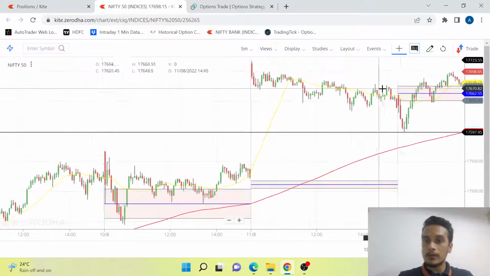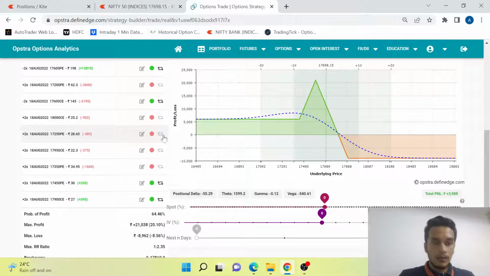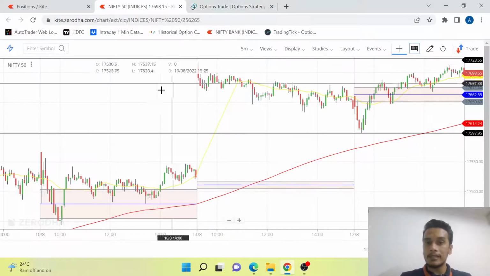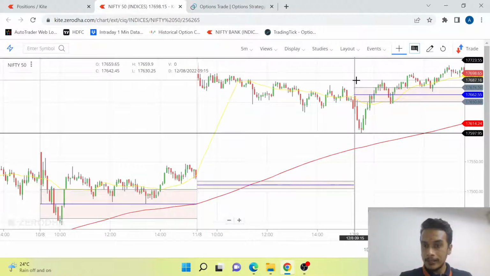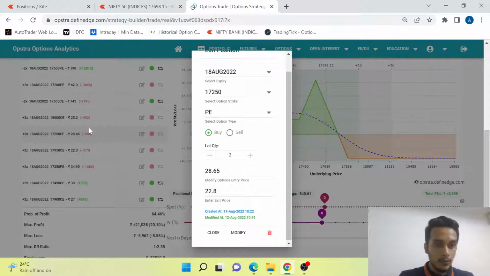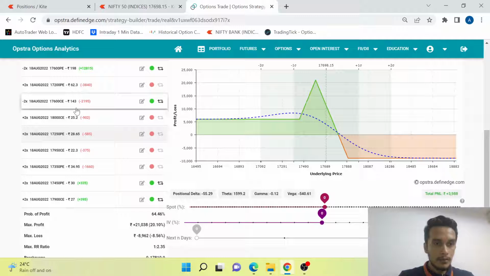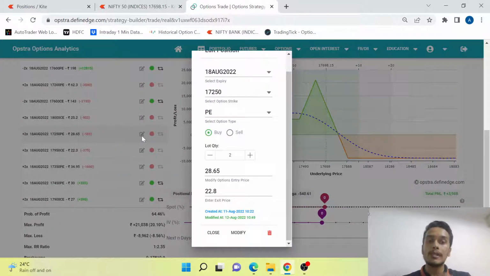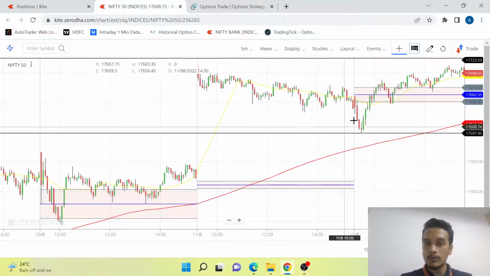On this day, let me see, 250. Yeah, on Thursday, after this, I did nothing. On Thursday, on this candle, what I did was I again moved from 250 PE. So 250 is around 350 points away from my strike which I had sold. Okay, so what I did was 17,250 also I booked on Wednesday.